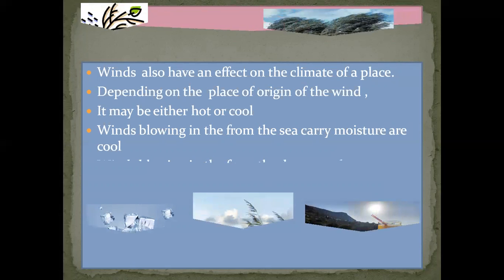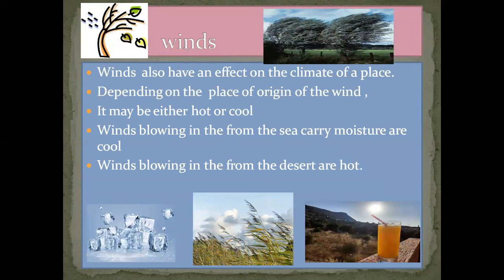Wind blowing from the sea carries moisture or coolness. For example, in the deserts, the wind blowing from the desert is very hot. The wind from the sea carries moisture, and compared to that, the desert carries very warm, hot air.